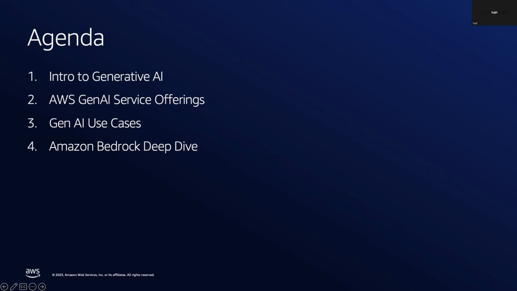For the agenda today, we'll start things off with a quick introduction to generative AI, and we'll look at how it is shaping the world around us. Then we will also dive a little bit deeper into our AWS generative AI service offerings, which we have. We'll look at some of the common use cases for generative AI, and then we'll dive right into Amazon Bedrock.